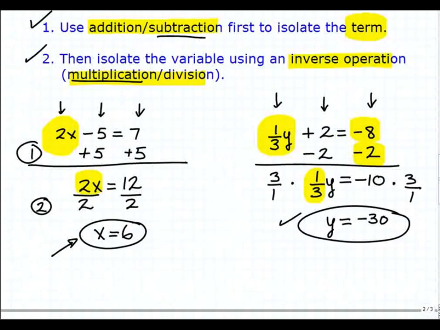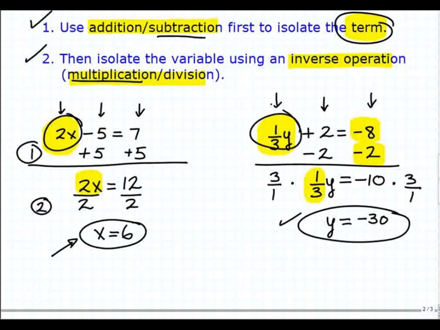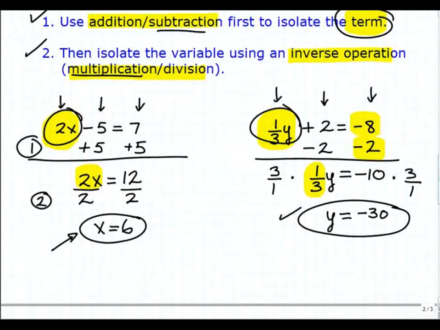So that's it. Two-step equations, very simple. First of all, you're going to use addition or subtraction to isolate that term. In this case it was 2x. In this particular equation it was 1/3 y. And then you're going to solve the remaining basic equation. This should be pretty easy if you know how to solve one-step equations and you're comfortable working with positive and negative numbers and with fractions. If you're not, you have to go back and review, but you can do it. Definitely can do it. Let's go ahead and wrap this up.